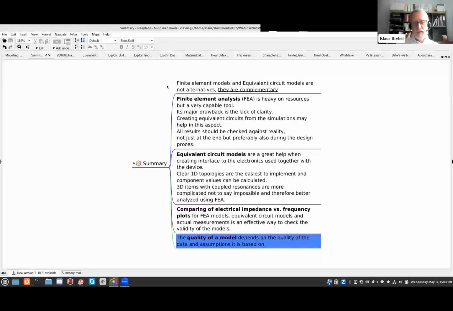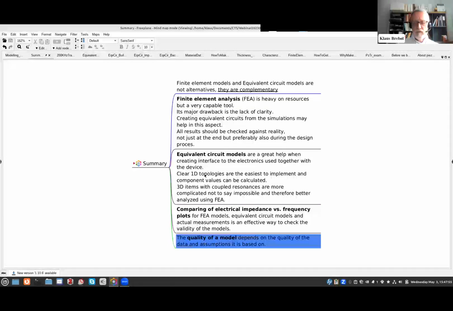In summary, finite element models and equivalent circuit models are not alternatives, they are complementary. Finite element analysis is heavy on resources, but it's a very capable tool. Its major drawback is the lack of clarity, and creating equivalent circuits for the simulations may help in this aspect. All the results should be checked against reality, not just at the end, but preferably also during the design process. The equivalent circuit models are a great help when creating the interface to electronics used together with the device.